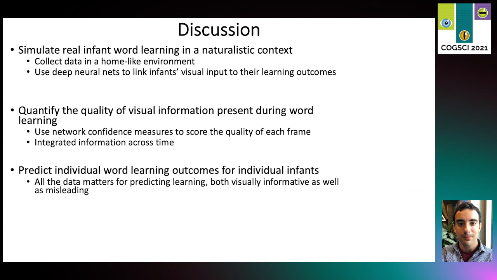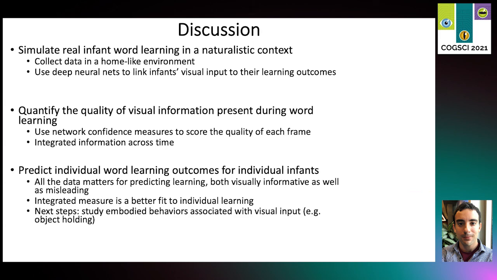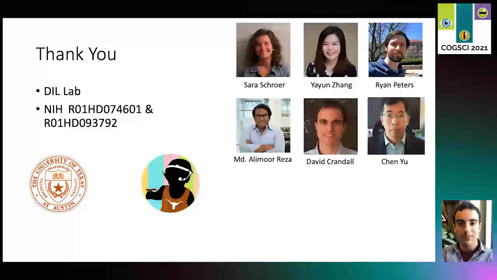These analyses showed that when it comes to predicting learning, all the data matters, both visually informative as well as misleading evidence. We found that a measure that integrated the misleading input along with positive evidence was a better fit to infants' learning outcomes than a model that included only a measure of the positive evidence. For our next steps, we hope to extend these analyses to study embodied behaviors associated with the visual input, such as when infants and parents are holding the objects as they play, or when they are sustaining attention to the objects.